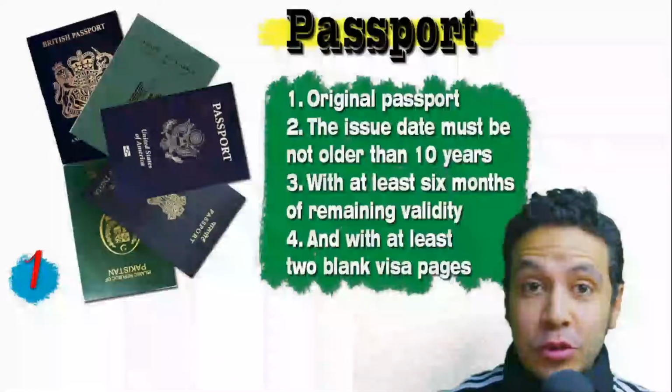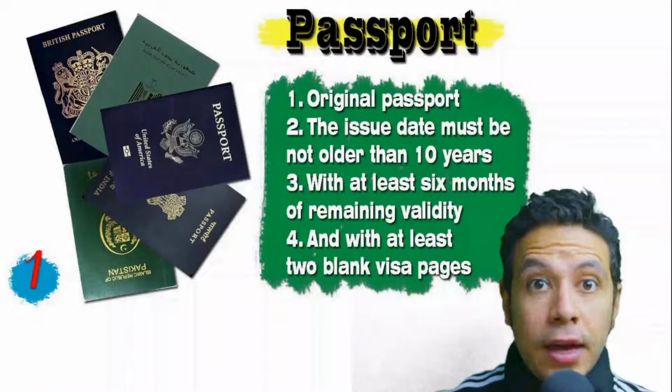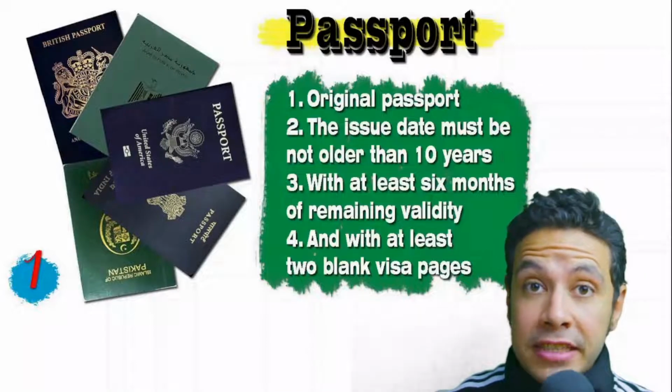So what are the required documents that you will need while applying for any visa? Speaking about your passport, it must be original, and it must not be older than 10 years, with at least 6 months of remaining validity, and with at least 2 blank visa pages for the stamps.